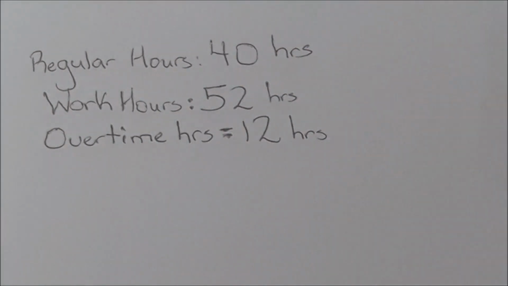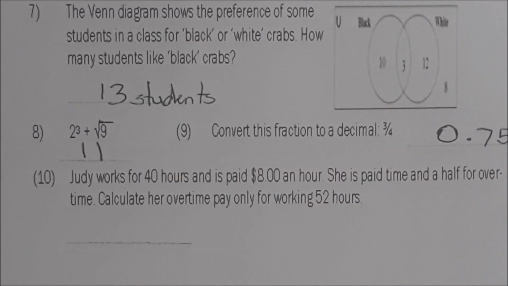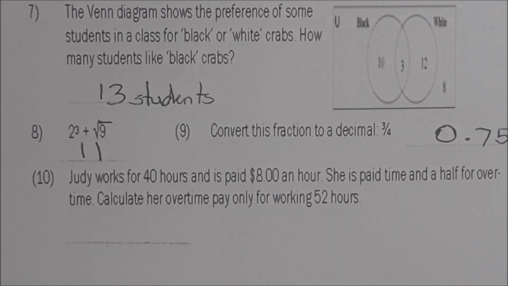Now we're not done. We know the overtime hours, but it didn't ask for that. The question says, calculate her overtime pay for working for 52 hours. So we have to figure out the overtime pay. Now she's paid $8 an hour, and it says the overtime is time and a half.